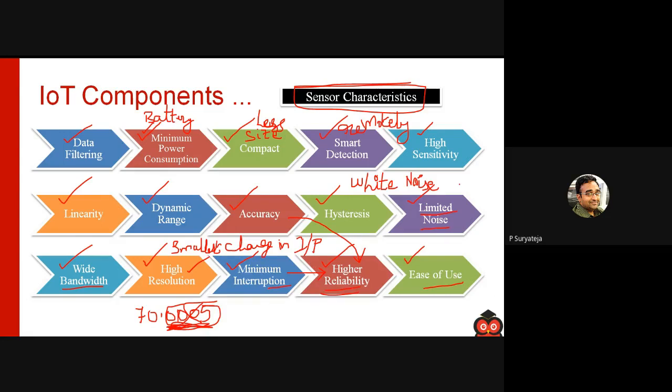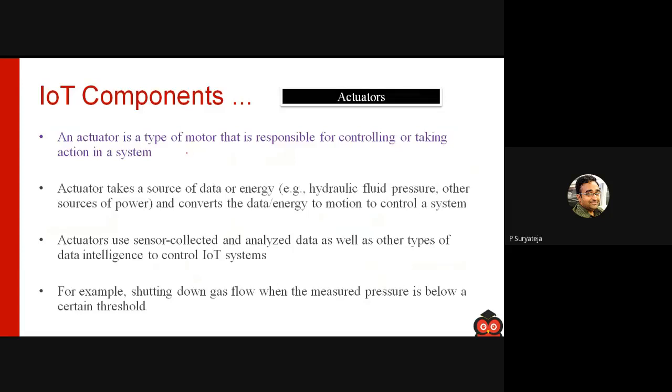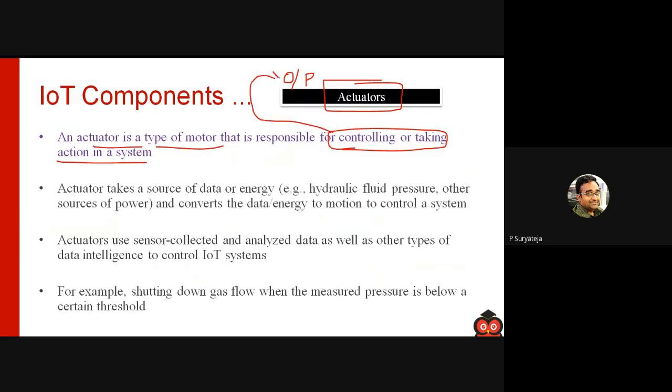Let's move on. That is about sensors. Now we are going to look at actuators. I already told you this is an output component if you look at an IoT system. The highlighted first point is the definition of an actuator. It is a kind of motor which is responsible for controlling or taking action in a system. This is the output function.